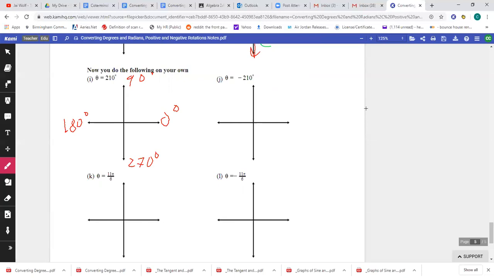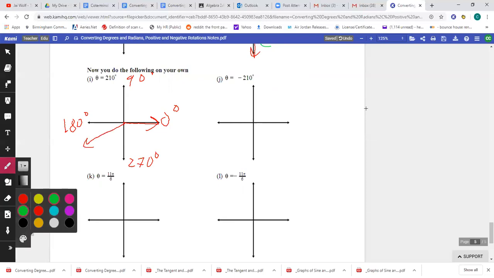Okay, so 210, remember you start here, and then 210 is like 30 degrees more than 180, so it'd be somewhere right there. It would look like that. Then negative 210, if this is 0, negative 90, negative 180, negative 270. So if I go negative 210, then it's just going to be 30 degrees more than 180, because it's between 180 and 270. But the direction you moved was this way.